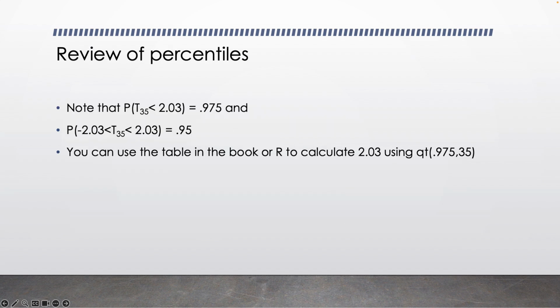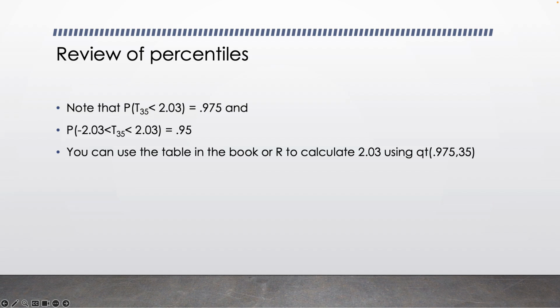Okay, so let's just review percentiles. Percentiles are the X value that corresponds to a prescribed probability. So the 97.5% percentile is 2.03.